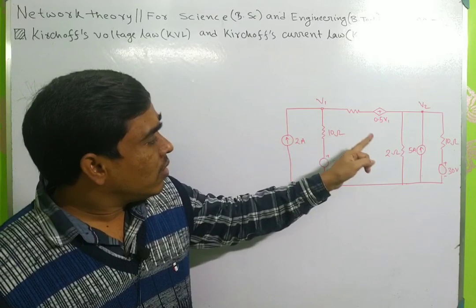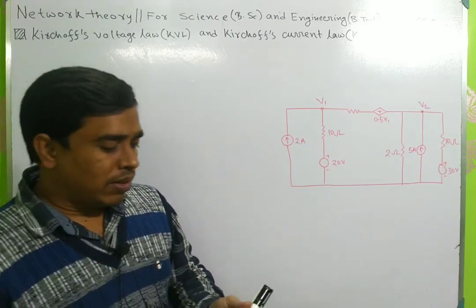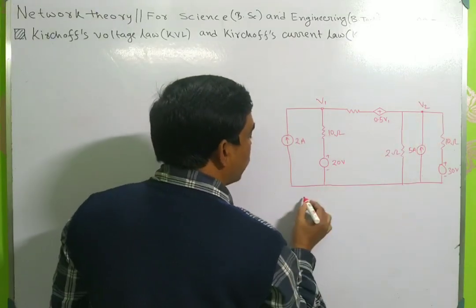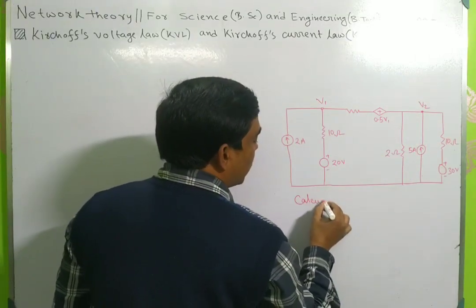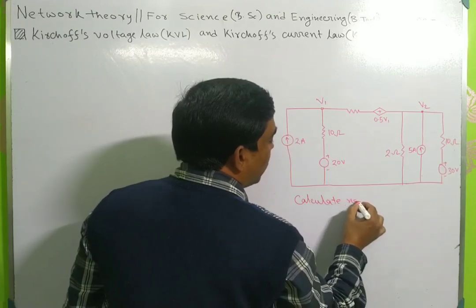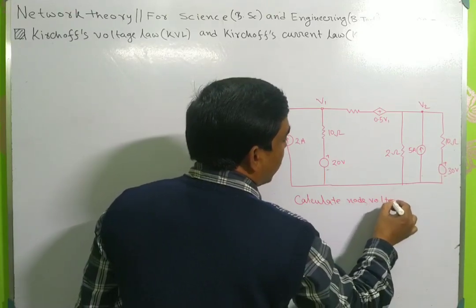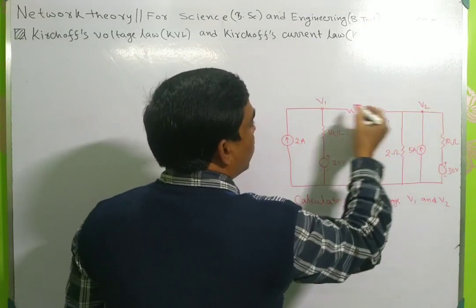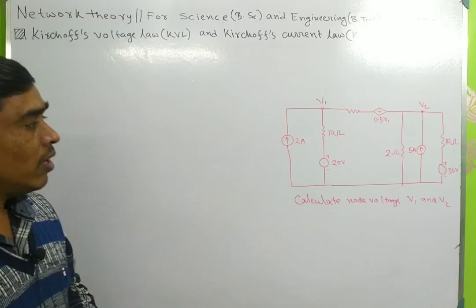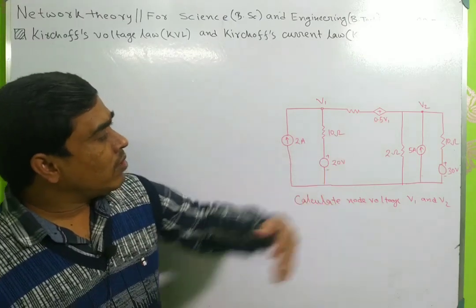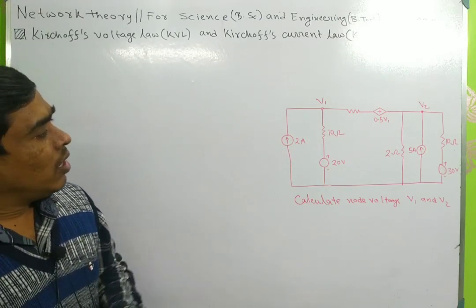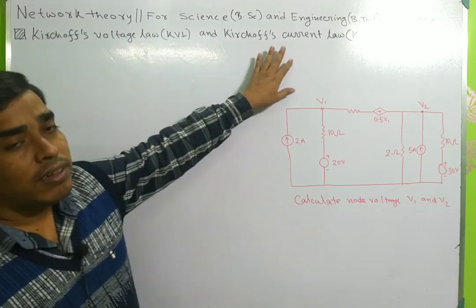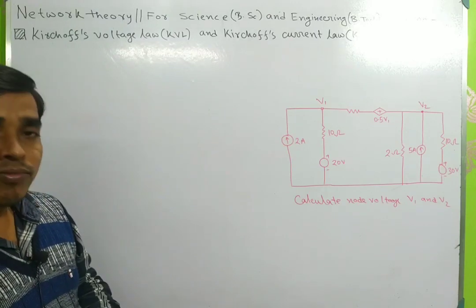So in this problem you have to calculate the node voltages V1 and V2. So this voltage and this voltage. How to calculate this? We have to use Kirchhoff voltage law and Kirchhoff current law.